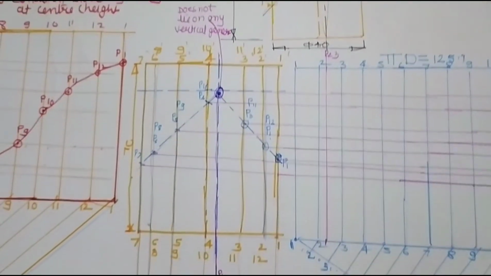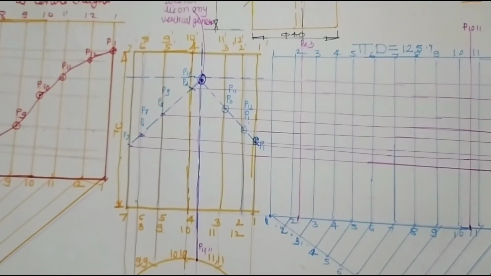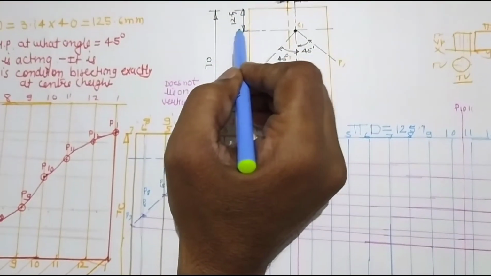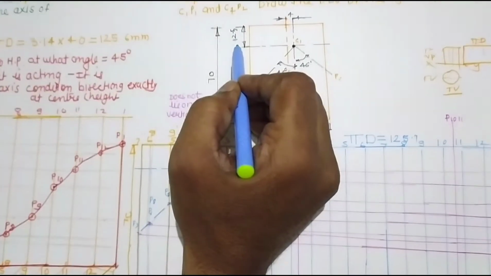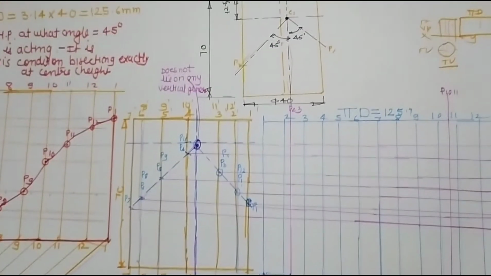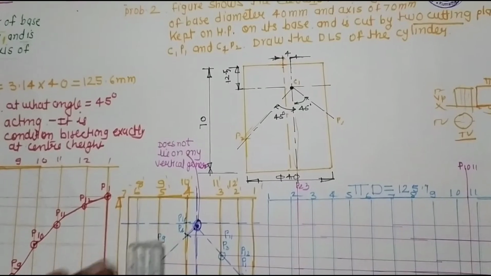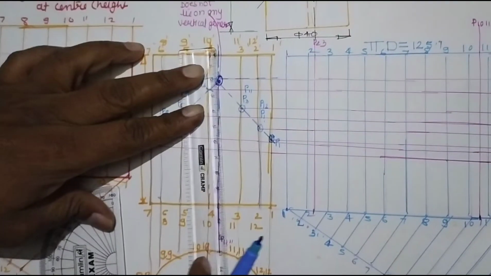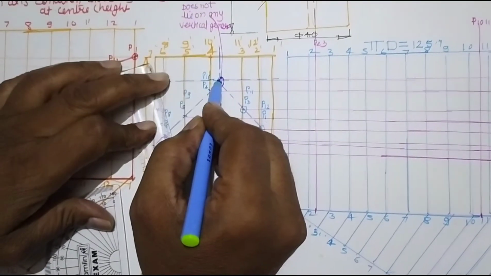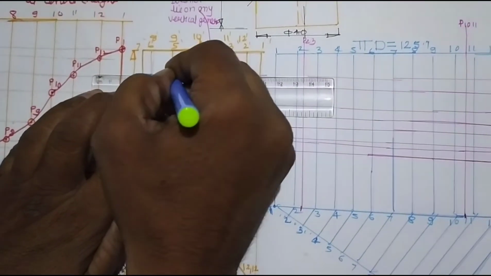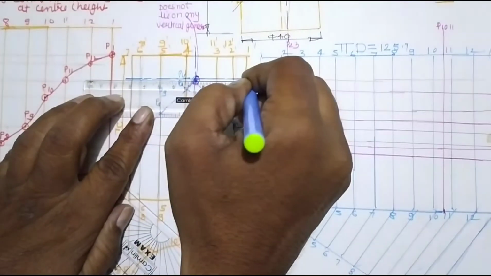So I will take a protractor here, and from the top face I will take a distance of 12.5 mm. From here, mark it and I will draw the horizontal line.